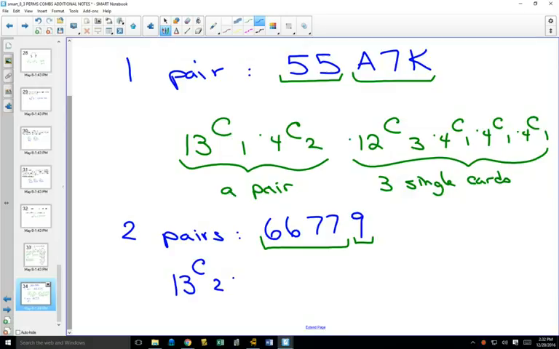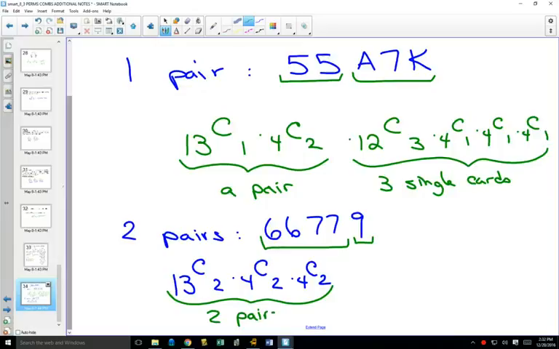Now, how many 6s are in the deck? There's 4, and I need to choose which 2 6s I'm going to keep. How many 7s are in the deck? There's 4, and I need to choose which two 7s I'm going to keep. All of this together counts our 2 pairs.